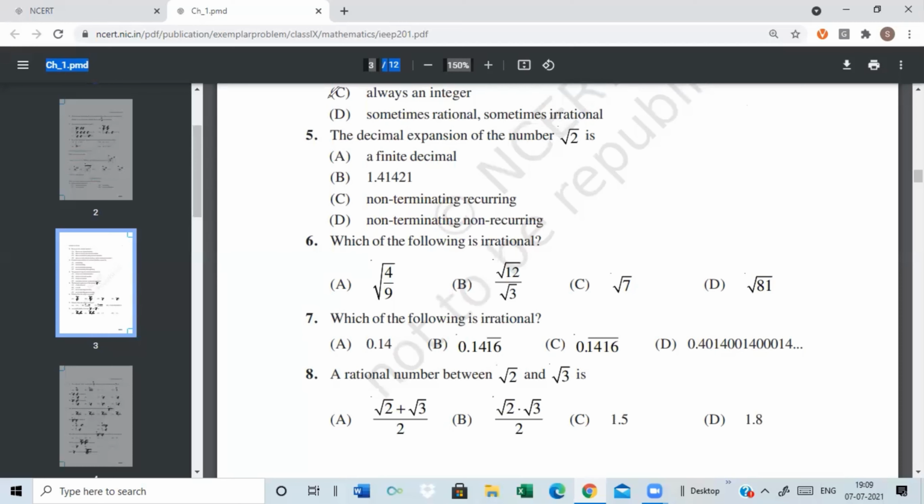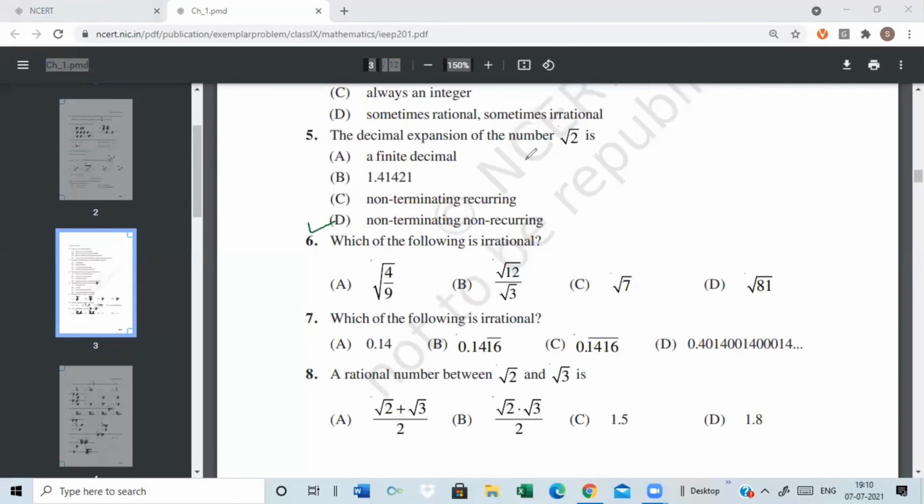Now, going to question number 5: the decimal expansion of the number root 2 is a finite decimal, 1.41421, non-terminating recurring, or non-terminating non-recurring. It's not a finite decimal because it's an irrational number, so it will not be a terminating decimal. This is also not true, the next one, because it continues to go on beyond this also. It's not non-terminating recurring either. So the D part is true.